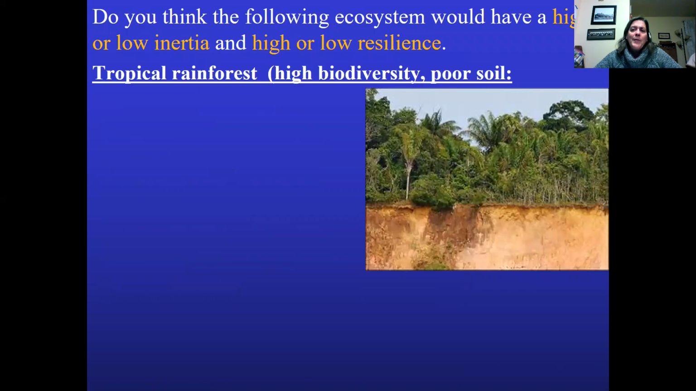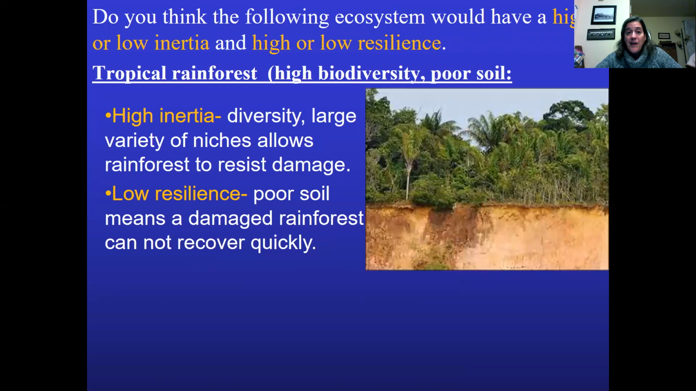When you think about tropical rainforests, you might think, oh my gosh, there's so much diversity there. The question is, do you think the following ecosystems would have high or low inertia and high or low resilience? If you break down what tropical rainforests actually are, they have really high diversity. They're well established, that climax community. They're going to have high inertia. They're going to resist being changed because you have so much biodiversity there. Remember, the more biodiversity you have, the more ability you have to stay stable.